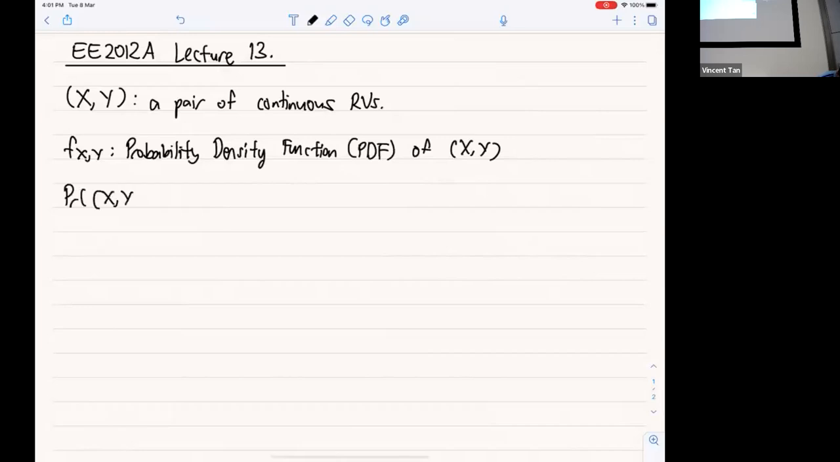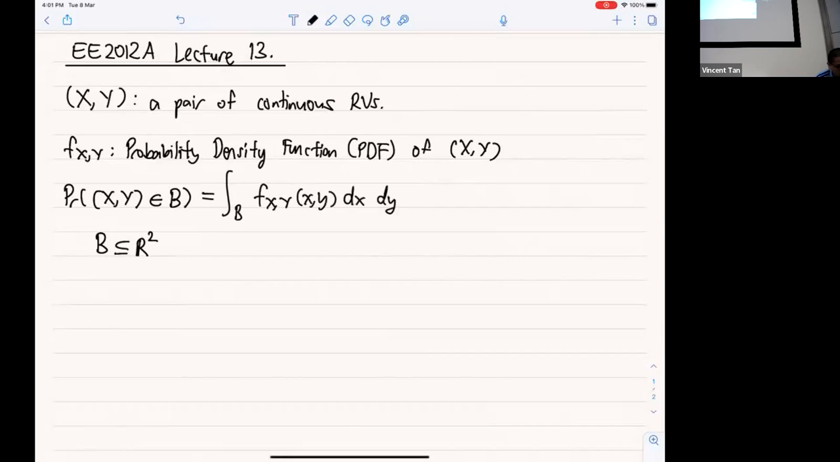X and Y is a pair of random variables. What is the probability that it lands in a subset B? Here, B is a subset of the plane, R squared. I will provide some examples shortly because the notation here is a bit heavy. So we integrate over B of the probability density function in order to get the probability that XY belongs to B.